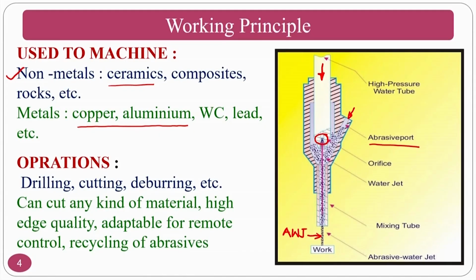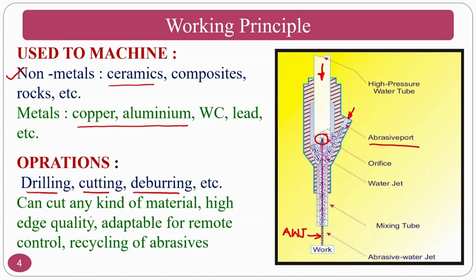If your requirement is that partially metallurgical changes are acceptable, then you can go for that one, otherwise you have to use this particular process. However, in abrasive water jet machining you will have the problem of embedding of abrasive particles on the surface of these soft materials. So, operations normally you can do are drilling operation, cutting operation, deburring operation, all these things you can do.